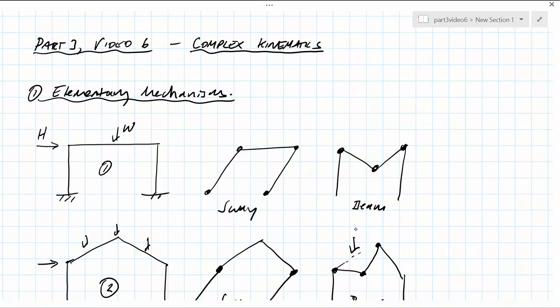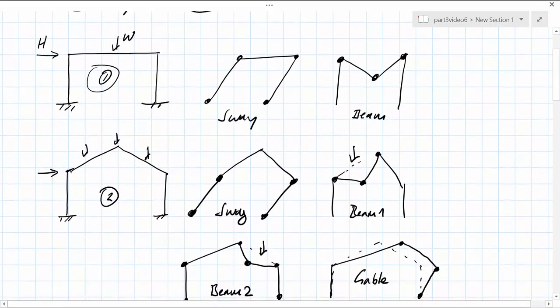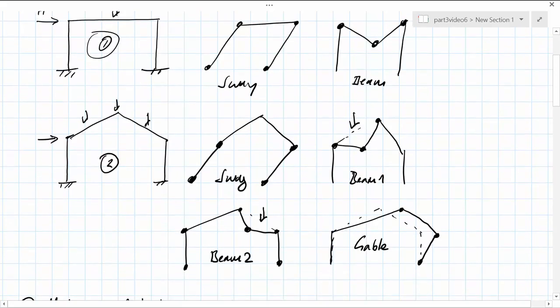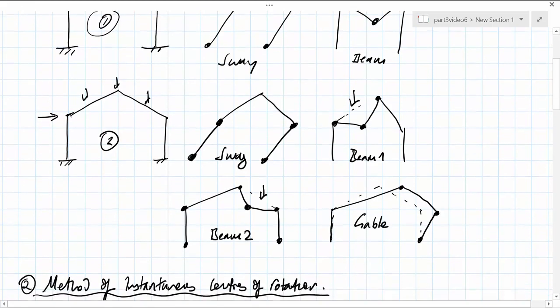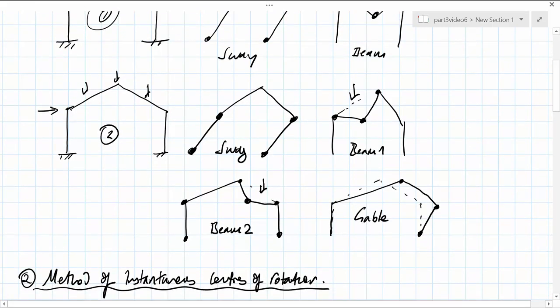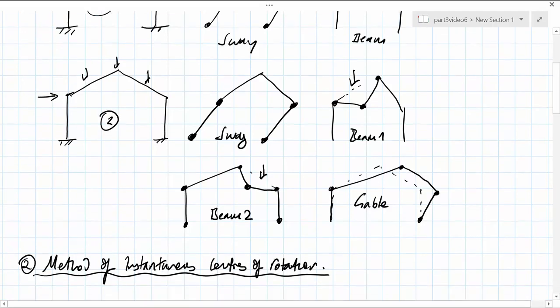Qualitatively, the following elementary mechanisms exist for frame structures. For regular portal frames, shown in figure 1 here, we have the sway and beam mechanisms. For portal frames that feature inclined members, generally, we also have a sway mechanism and two independent beam mechanisms, beam 1 and beam 2, and a new type of mechanism called a gable mechanism, which is like a combined mechanism, except that this is an elementary mechanism.